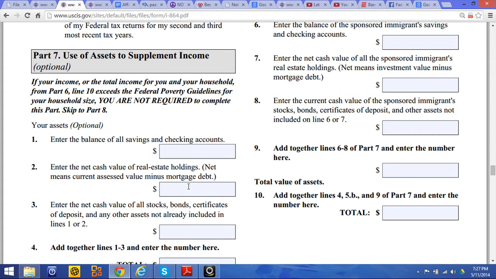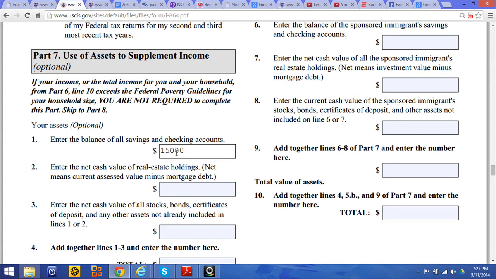You can also put here the value of your savings and checking, your bank account. That means the balance of savings and checking. If you use it, you will need your bank to give you a letter that states you have such a balance. You will type here in item 1 the balance of savings. Let's say, I don't know, 15,000, savings and checking both together.